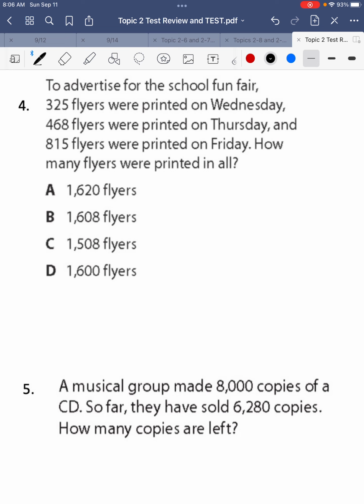Number 4 says, to advertise for the school fun fair, 325 flyers were printed on Wednesday, 486 flyers were printed on Thursday, and 815 flyers were printed on Friday. How many flyers were printed in all? Okay, so I'm going to do my cubes. I have 325, 468, 815. My question's asking how many flyers were printed in all. My keywords, in all. I know I'm going to add all these numbers.